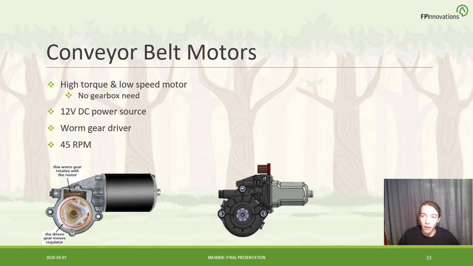After finishing the design of the proof of concept prototype, we then need to decide how to power the prototype. So in order to drive the conveyors, we decided on these high torque, low speed motors so that we could avoid having to design an expensive gearbox in order to change the gear ratio with some more high speed motors. This is also powered using a 12-volt DC source, which is easy to move around to a remote location. And it's driven using worm gears inside the motor, as you can see in the picture on the bottom left. This motor rotates at about 45 RPM, and the slow speed means that the motors will have sufficient torque to rotate the conveyor even with firewood pieces stacked on top of it.